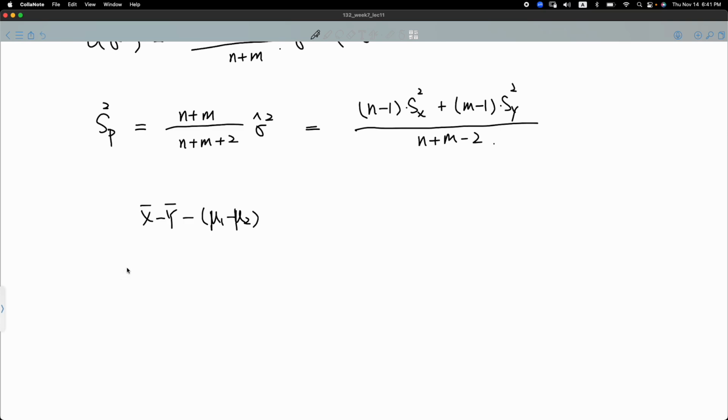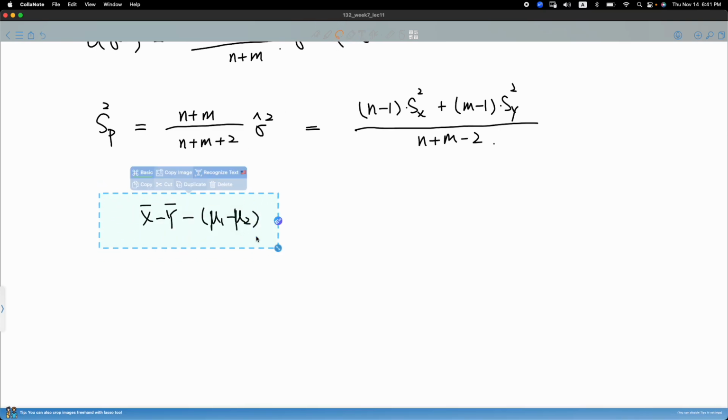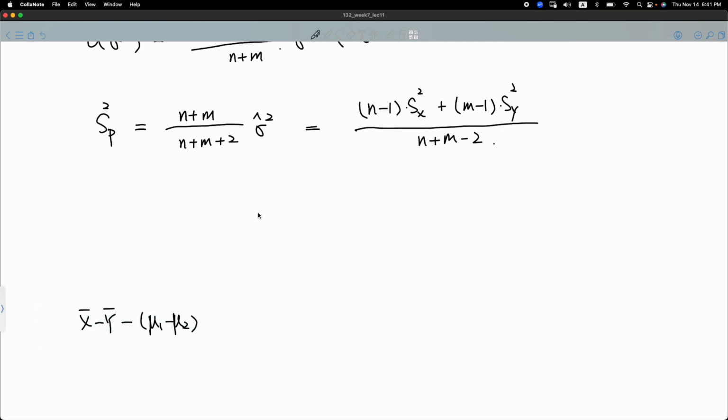Let's see. Before that, maybe let me make one more comment. Here, one more thing is that (n minus 1) S squared over sigma squared follows a chi-square distribution with degrees of freedom n minus 1. So here, you can break this one as n minus 1 plus m minus 1, and so here you can have n plus m minus 2.